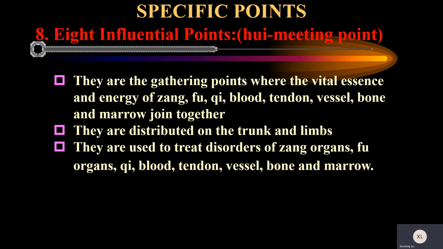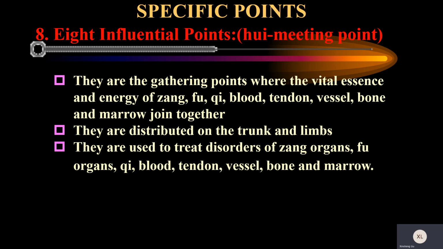So number 8 is the eight influential points. Sometimes manuals call them Hui meeting points, but the college uses influential points. They are the gathering points where the vital, very precious energy and essence of the zang, fu, qi, blood, tendons, vessels, bone, and marrow join together.